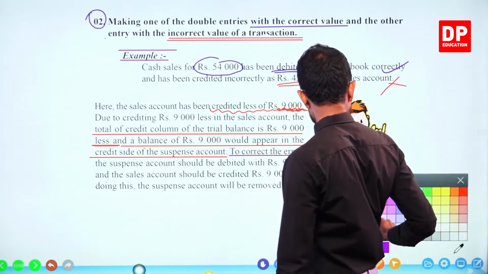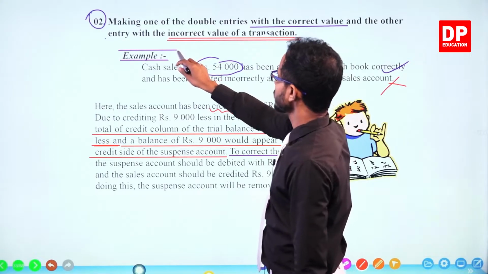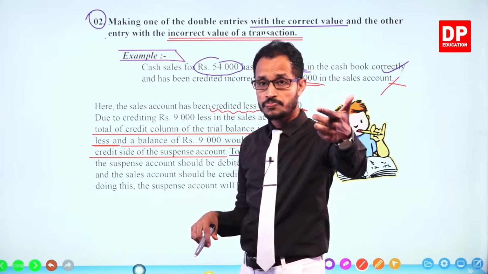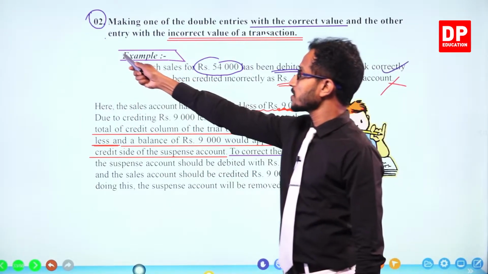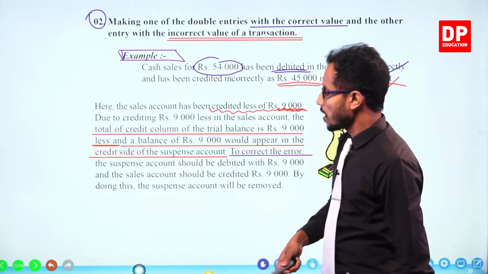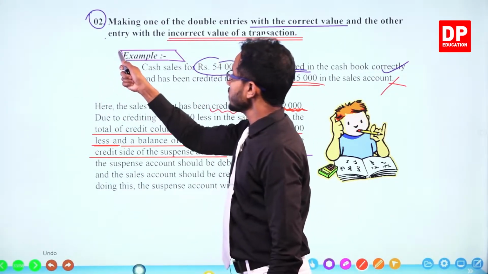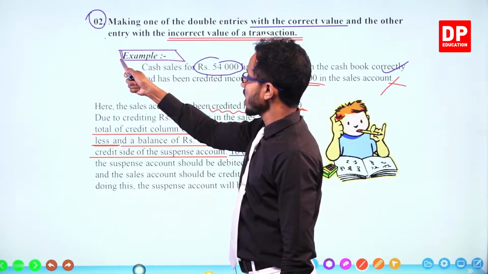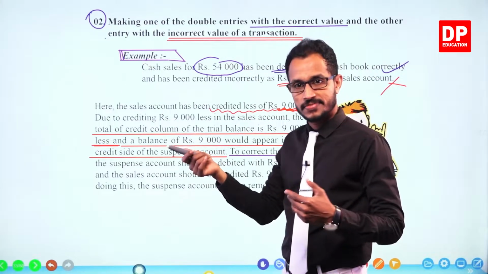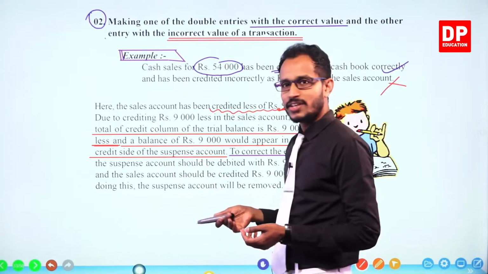When you find out the error, usually the error is given to you, children. Likewise, like this, the error will be given to you. When you have the error at hand, what you do is you correct it.